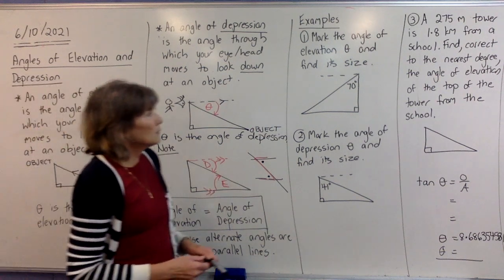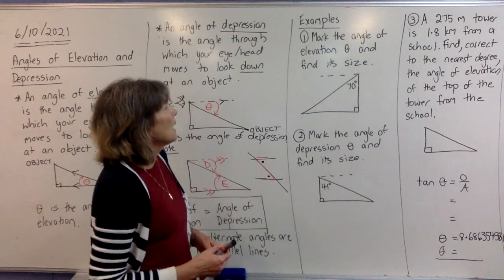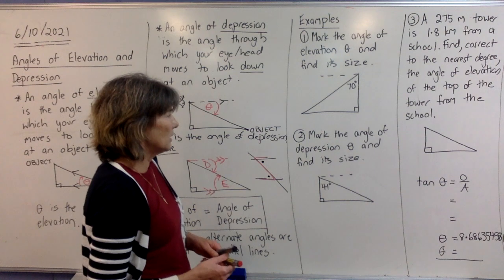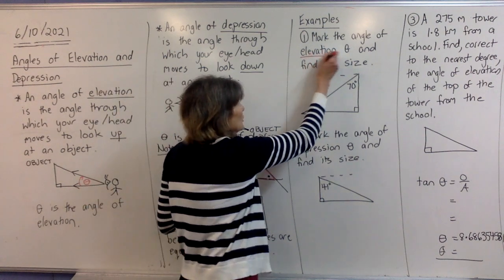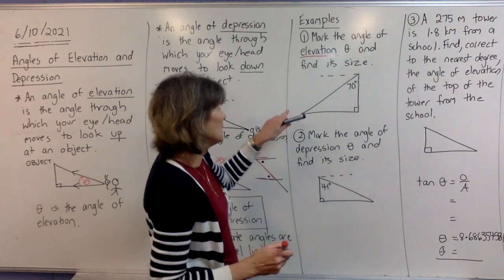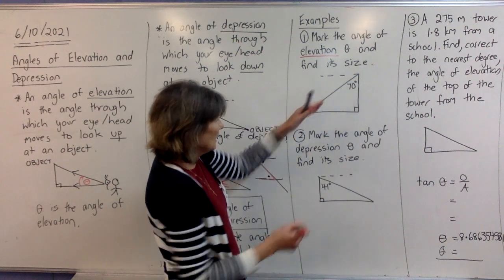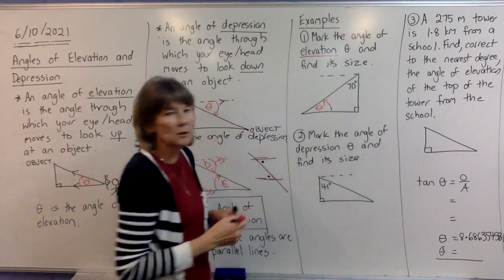All right, now, to do the questions on this, the first two are just pretty easy. We're marking the angle of elevation as theta and then finding its size. So in this one, if you're looking up for elevation, looking up at something, that means you're down here. So the angle of elevation would be here. And we have to find that angle.